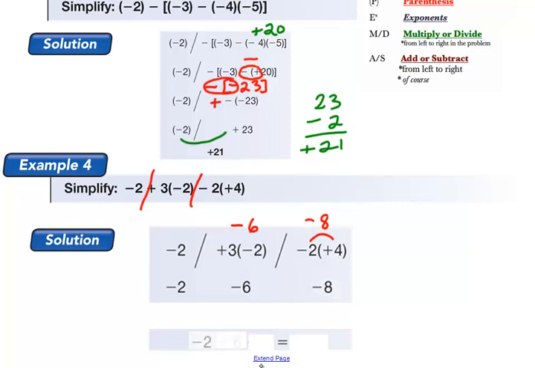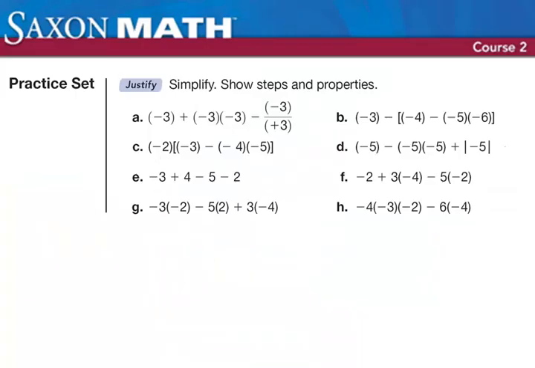We are left with negative 2, negative 6, and negative 8. Since we have all negative signs, we can go ahead and add 2 plus 6 plus 8. So that's 14, 16, and we have 16 negatives since our signs remain the same. So our answer is negative 16. Please complete lesson practice for lesson 85.